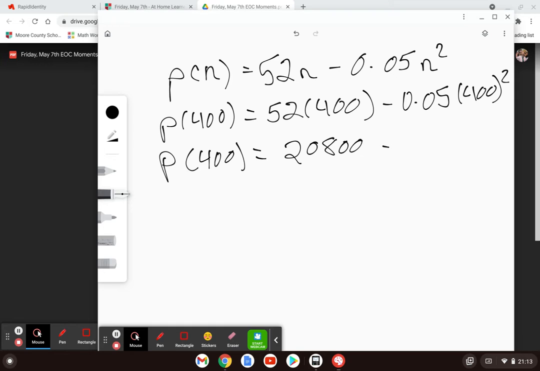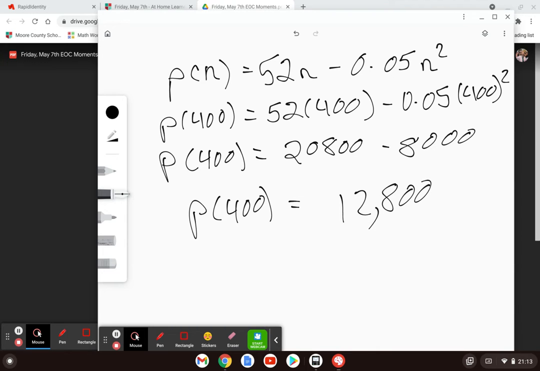And then the thing over here is I need to do order of operations. So I'm going to do the exponent first before I do multiplication. So 400 squared is 160,000. Then I times that by the 0.05 and I get 8,000 as an answer. So the P of 400, or the profit for 400 pies, is going to be $12,800. All right.